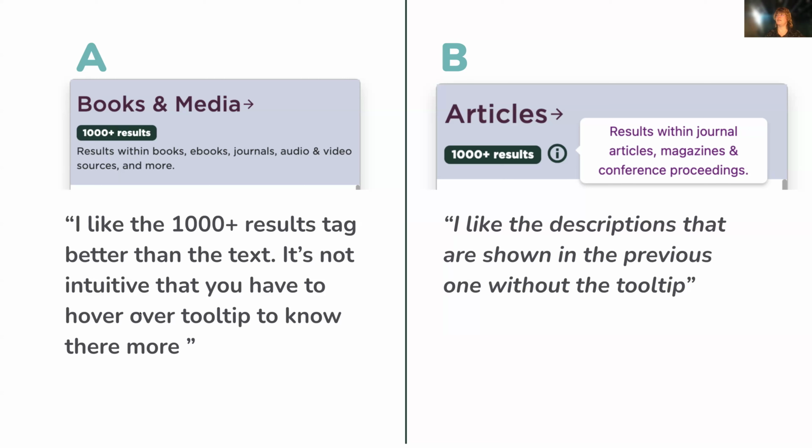The second version just had the title, the results, and a little eye icon with a tooltip, where if you hovered over it, that's when it told you what kind of results they were.